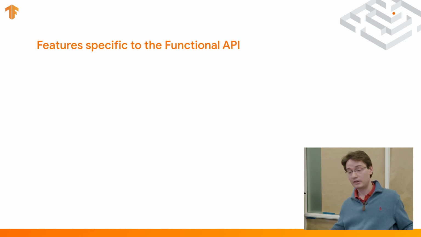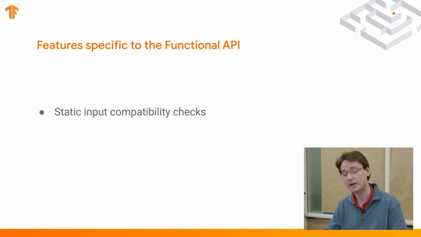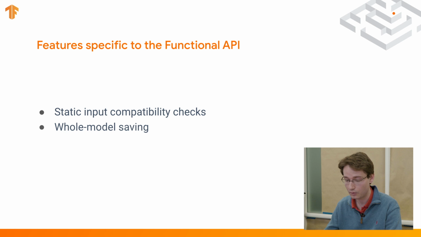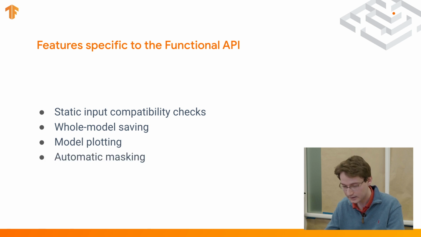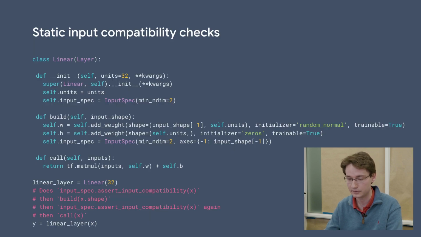There are a number of Keras features that are specific to these functional models: the ability to do static compatibility checks on the inputs of a layer, the ability to do whole model saving, meaning saving a file that enables you to reinstantiate the exact same Python objects with the same state, the ability to do model plotting, which we already just saw, automatic masking, which we'll cover in detail, and dynamic layers, which is not really relevant if you're not using the functional API.